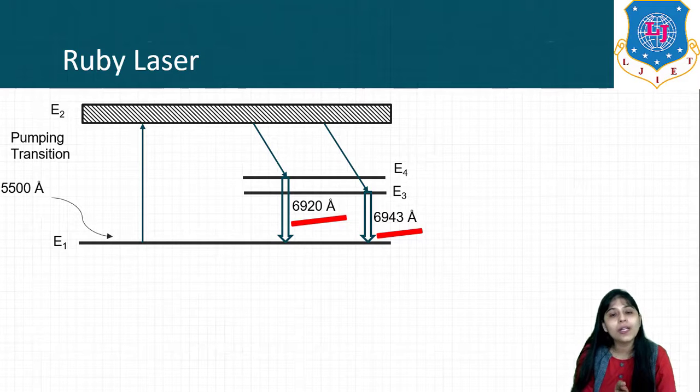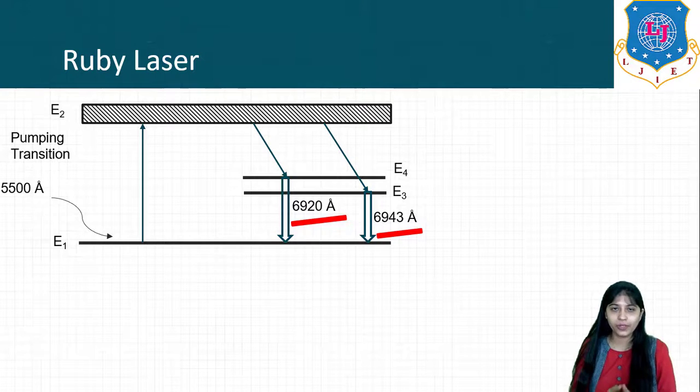Now E4 and E3 are the metastable states, where the time for which the atom can remain in the state increases. Here the lifetime of the atom increases up to a few milliseconds. So we can apply energy here. Every flash of the xenon tube produces a pulse of laser.